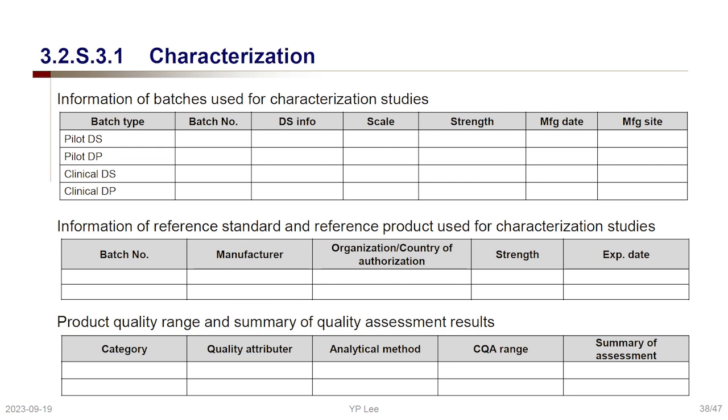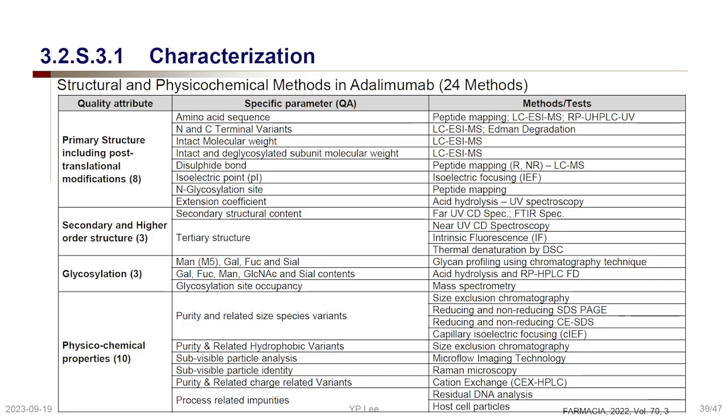here you can see the overview of the characterization in the CTD. What batches were characterized? The list of the batches needs to be provided, as you can see from this table. And in order to do the characterization, we need to have the reference material. So these materials or the references were described here. And depending on the different method, the quality attributes need to be well described.